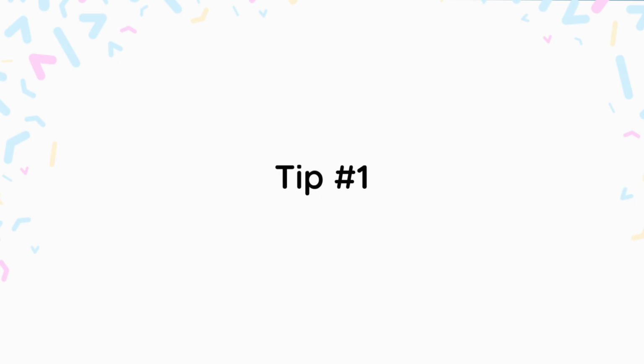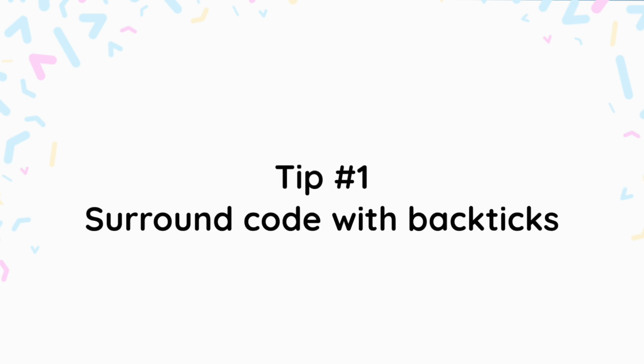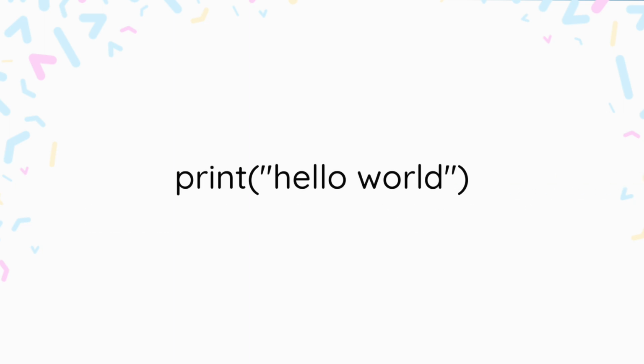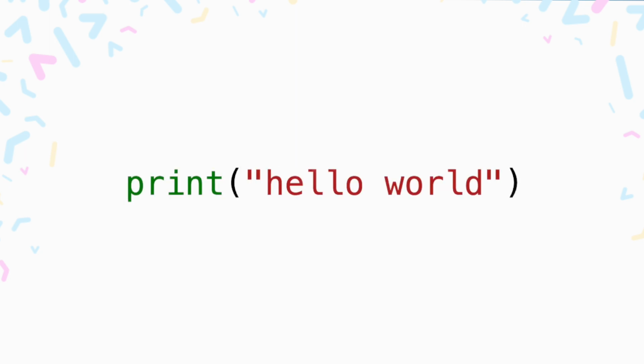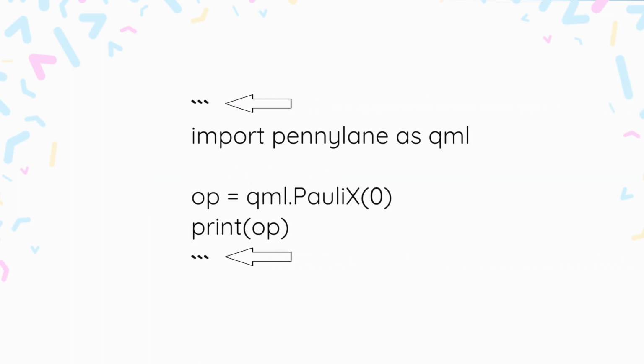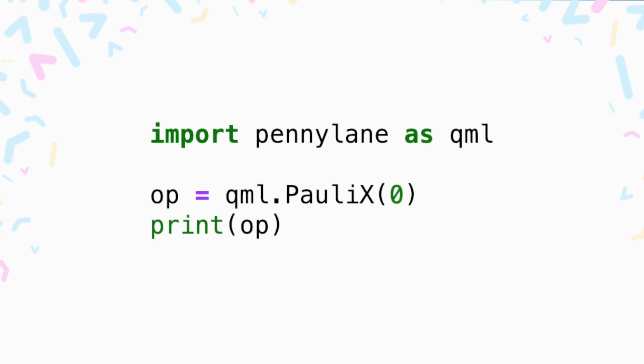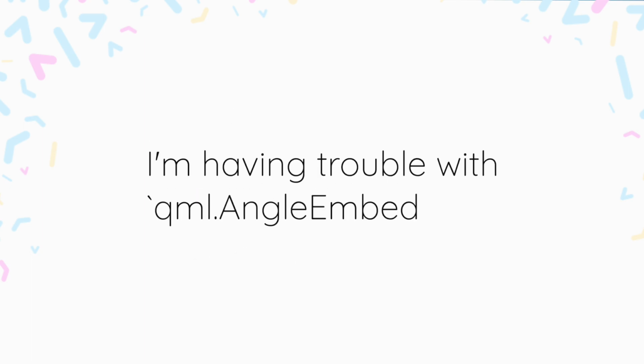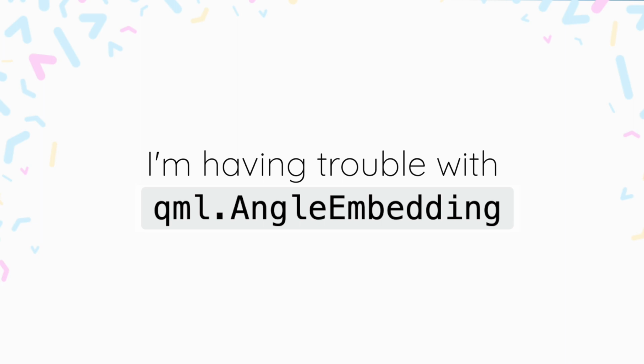Tip number 1, surround your code with backticks. When including code in your forum post, you can format it to look like Python code in an interactive developing environment rather than plain text. If it's an entire code block you want to share, putting 3 backticks at the start and at the end will do the trick. If you want to put code in the middle of a sentence, 1 backtick at the start and at the end will do the trick. There are also code formatting options in the forum when you are writing a post that will do the same thing.